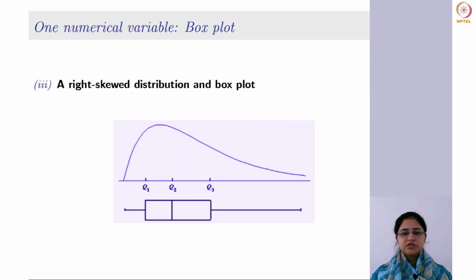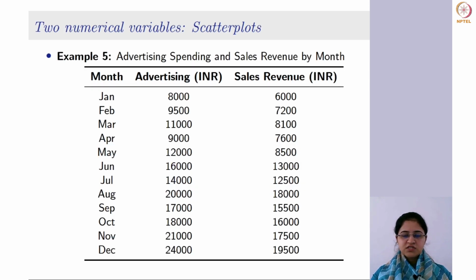So these were the 3 visualizing tools for your numerical variable. Now you might have 2 numerical variables and you want to investigate the relationship between them. In order to do that, we have scatter plots, which are used to study the relationship between the 2 numerical variables.